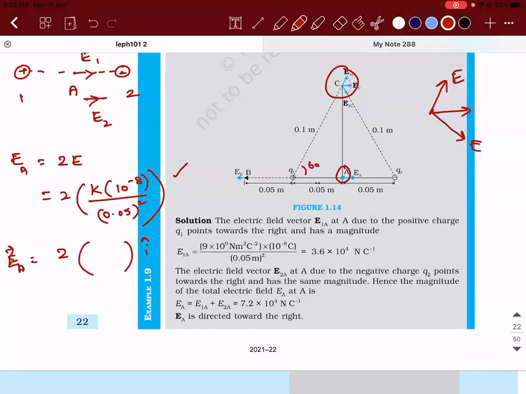So this is going to be 60 and this is going to be 60. You can resolve them into components and solve, or you can take it as root of E square plus E square plus 2 times E square cos of 120 degrees. Wherever cos 120 degrees comes, the first E square and this one will get cancelled. Then you can solve it. The answer will be E only. If you know the value of electric field due to a single charge, you'll be able to find the value. I hope it's clear, right?